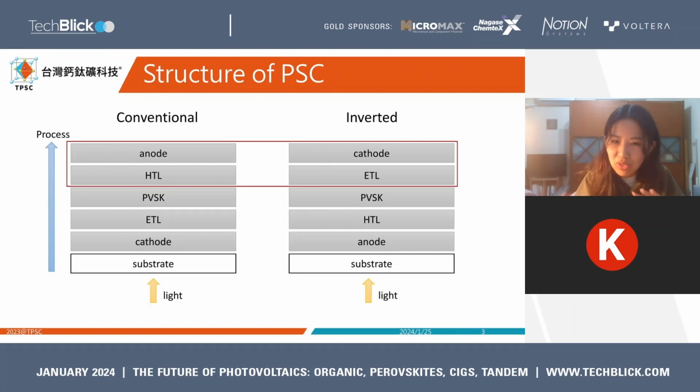they are very different. So in the conventional structure, the characteristic of perovskite constrains the choice of HTL and anode. It's not only the choice of material but also process. And in the inverted structure, the same thing happens to ETL and cathode. So the red square circles the top layers.